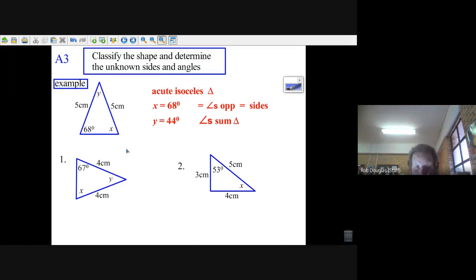Then we're going to get some questions like this, where you have to classify the shape, and then you have to figure out what the unknown angles and sides are, if they are here. So here's an example. Two sides the same. It's an isosceles triangle. All the angles are less than 90 degrees, so it's an acute isosceles triangle. If equal angles are opposite equal sides, this x must be 68 degrees. And it's got to add up to 180. So 68 and 68 is 136. If you subtract it from 180, you get 44. And the reason is the angles in a triangle sum to 180.